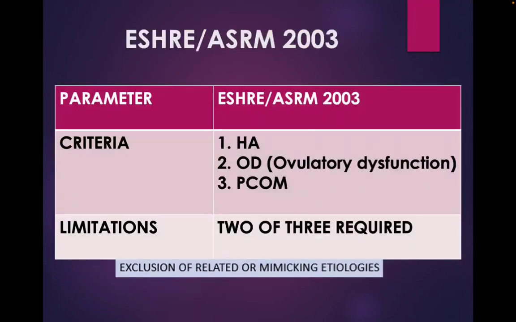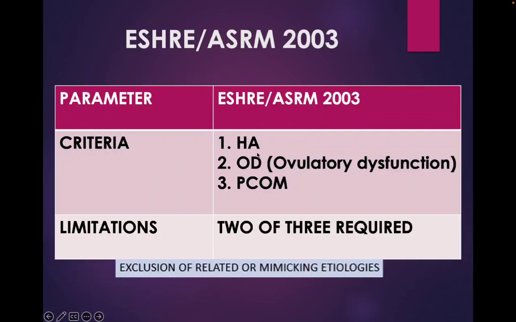The second trial was a consensus opinion in Rotterdam, Netherlands in 2003, which added PCOM, polycystic ovarian morphology, to the NIH 1990 definition, increasing the number of patients diagnosed with PCOS as well as broadening the heterogeneity of PCOS phenotypes as compared to the NIH definition. So what was the criteria by ASRM 2003? They said 2 of the 3 are required to label the patient as PCOS. What are the 2 of the 3 things?